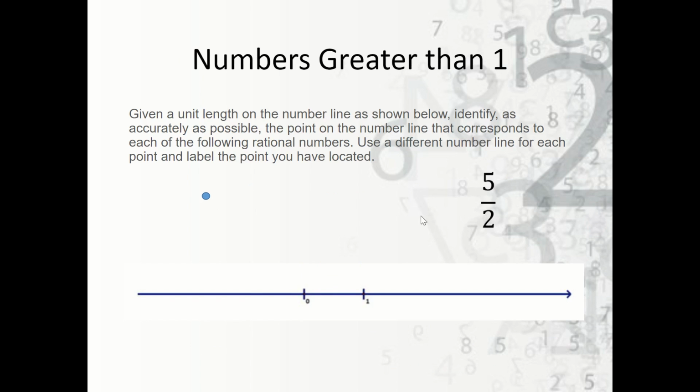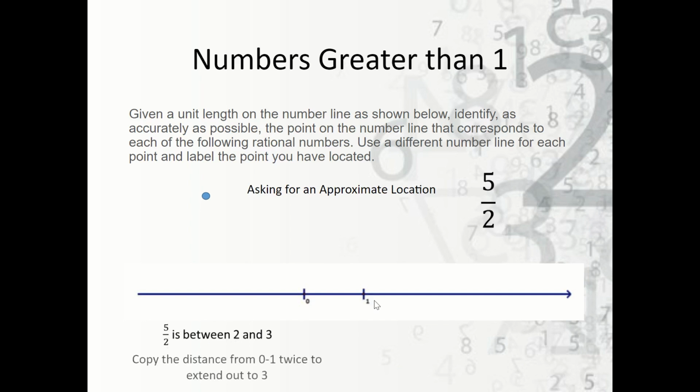Now what if the number's bigger than 1? So we have 5 halves. Well, again, we're finding the approximate location. We should note that 5 halves is between 2 and 3 because this is really 2.5. So we're going to copy 0 to 1 out and extend it from 1 to 2 and then 2 to 3. So there's the distance.